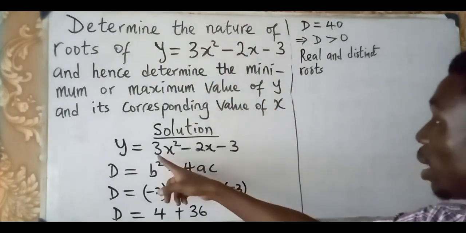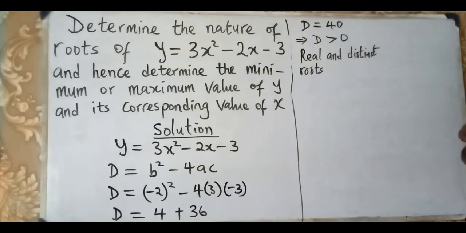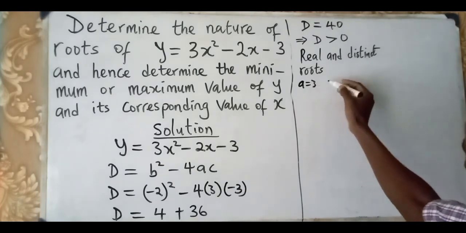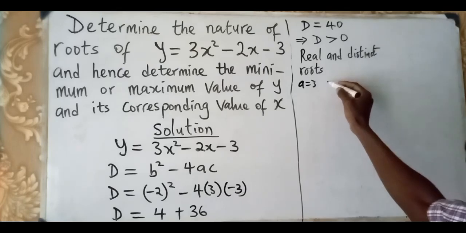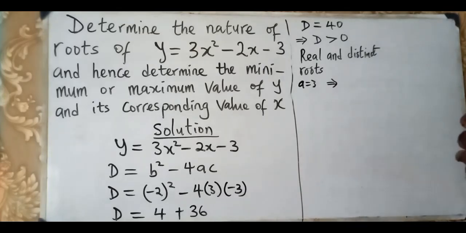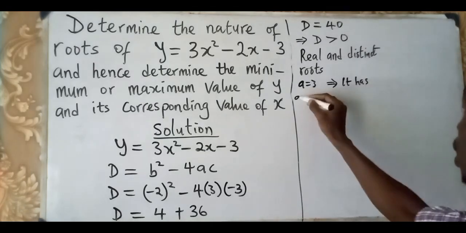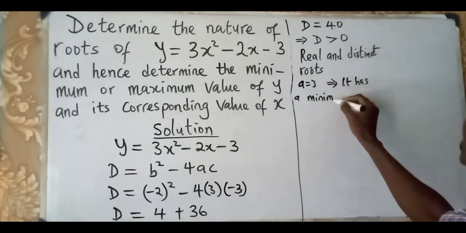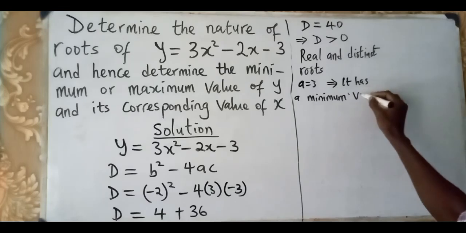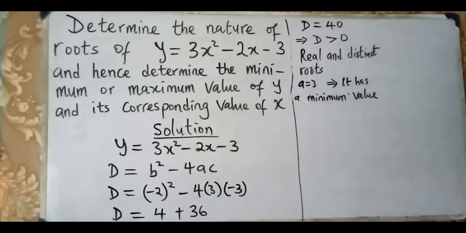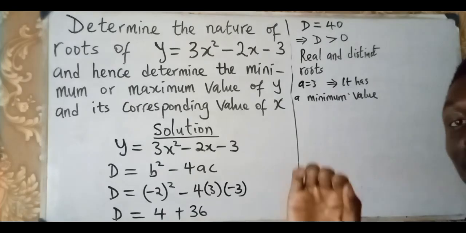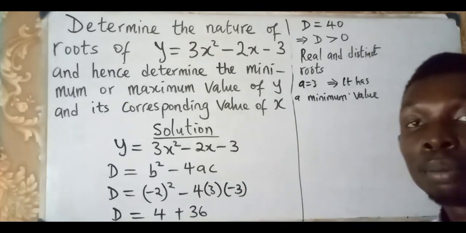Obviously, we know that a is greater than 0. a is 3, and that implies that this function has a minimum value. Because we said if a is greater than 0, then the function will have a minimum value.